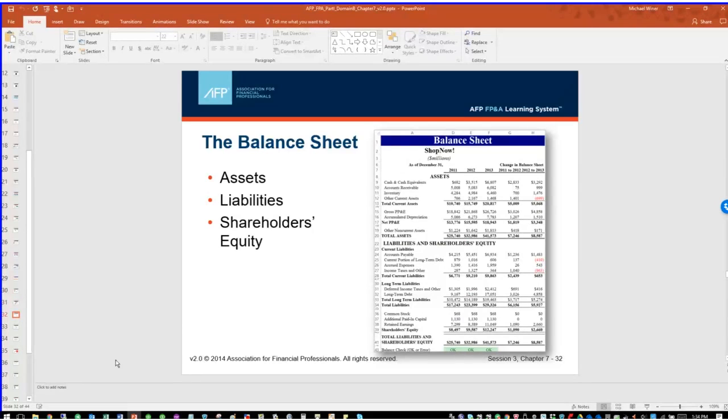Okay, so I mentioned two sections. The top section is assets. The second section is two components, liabilities and equity. Liabilities are things you owe, basically.